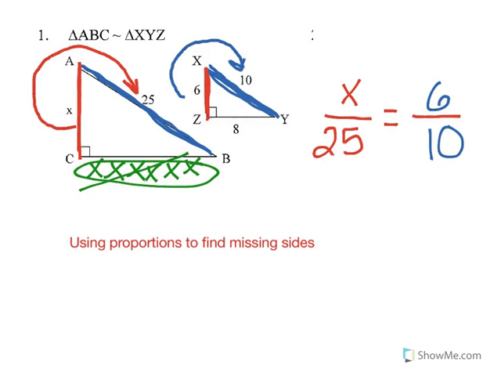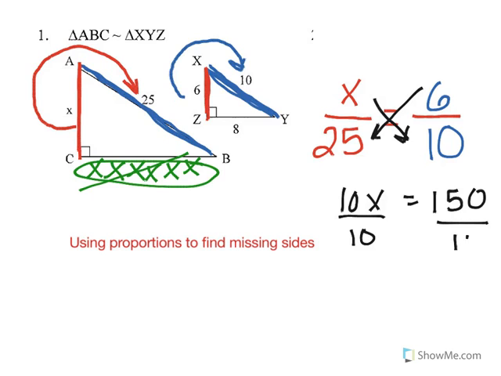Alright, so if you remember cross multiplication, we're just going to go x times 10 and get 10x, and 6 times 25, we get 150, we divide by 10, and we'll have our x. And it doesn't get any simpler than that. That's the very basics on how you find it. Now let's go to a different one.